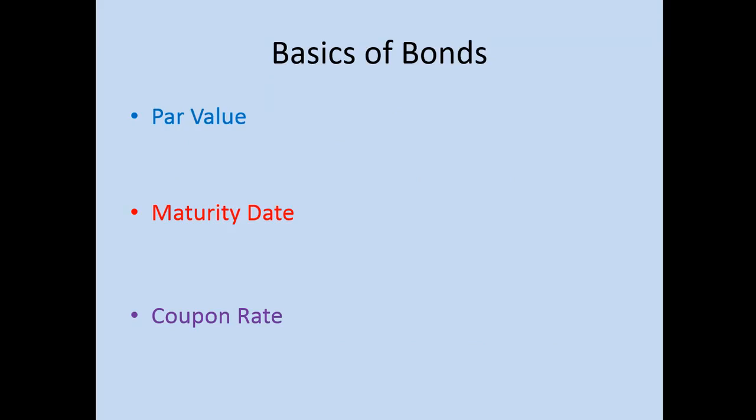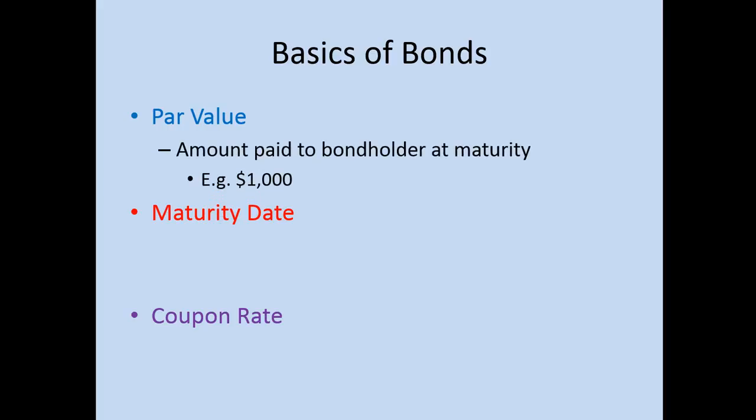All right, so let's go through some bond basics. When you look at bond prices, you're going to see several things. The first of which is a par value. This is the amount that's going to be paid to the bondholder at maturity. So if you buy a bond, the par value is what you're going to be paid back at the end of the bond. So if you have a $1,000 par bond, then at maturity, the company is going to pay you your $1,000. The maturity date simply specifies when the bond is to be repaid to the bondholder.